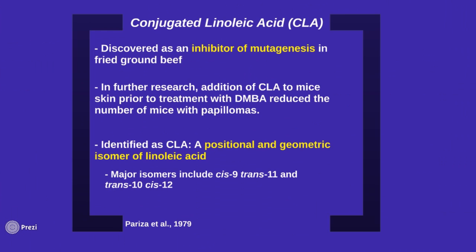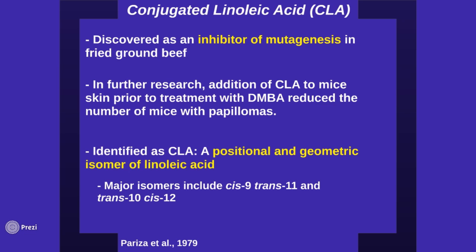But interestingly enough, something that gives us something so bad also gives us something so good, and that is conjugated linoleic acid. I'm sure you've heard about this. This is a fatty acid that was discovered as an inhibitor of mutagenesis in fried ground beef. Pariza and others in 79 were looking for mutagenic compounds in ground beef, but what they actually found was something that inhibited it.